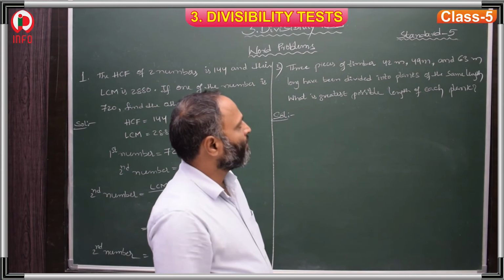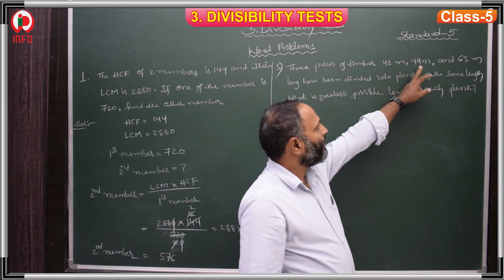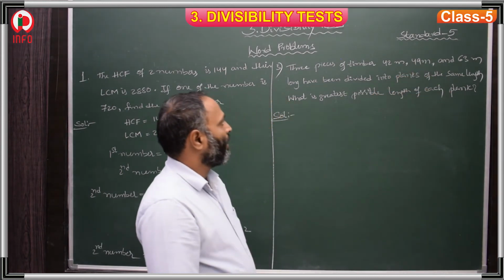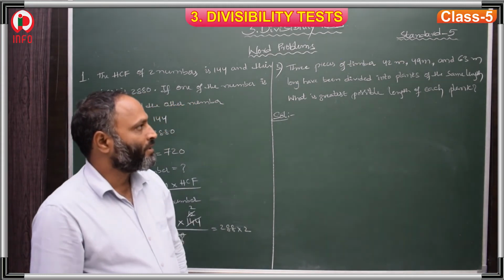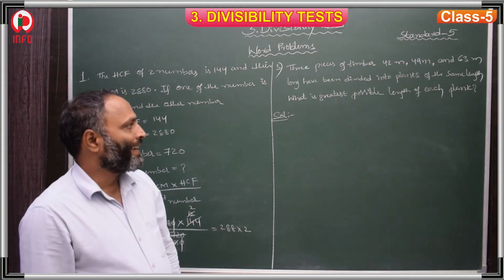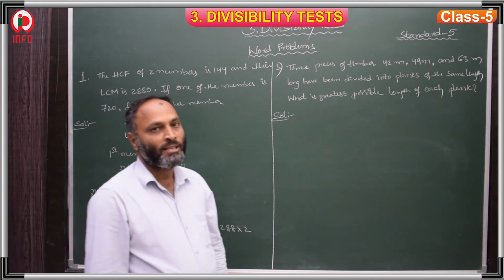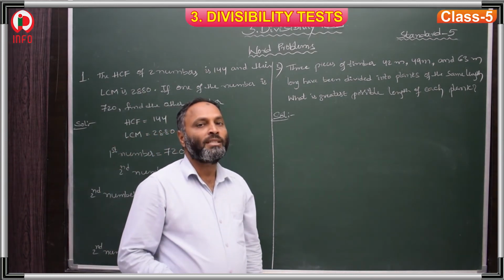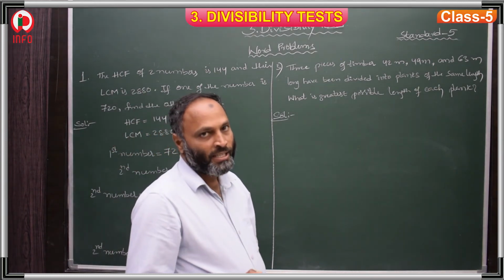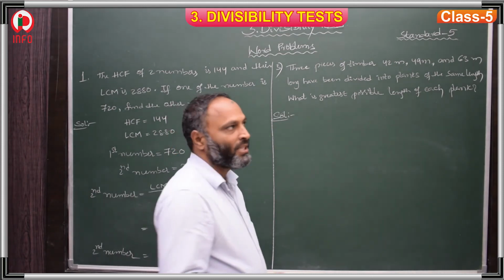3 pieces of timber 49 meters, 42 meters and 63 meters long have been divided into planks of the same length. What is the greatest possible length? Here he is asking for the greatest possible, so first we have to find the GCD. Whenever greatest is asked, we have to find the GCD of these 3 numbers.